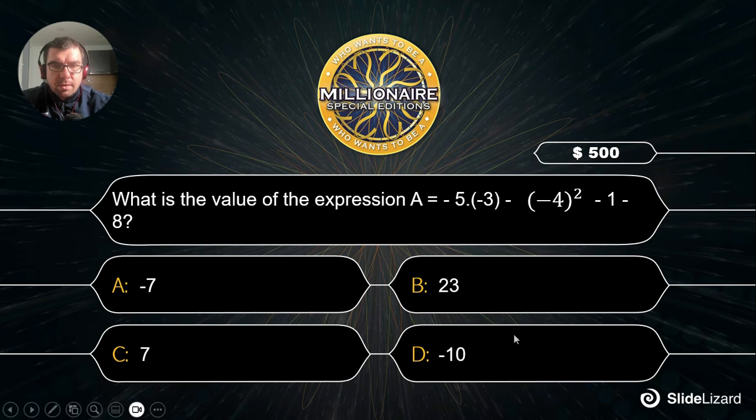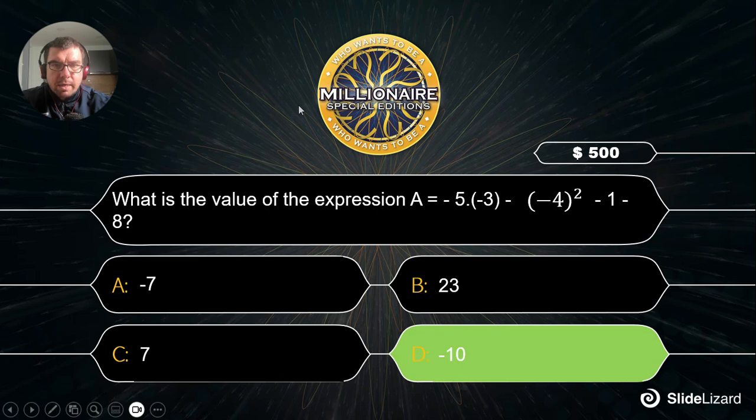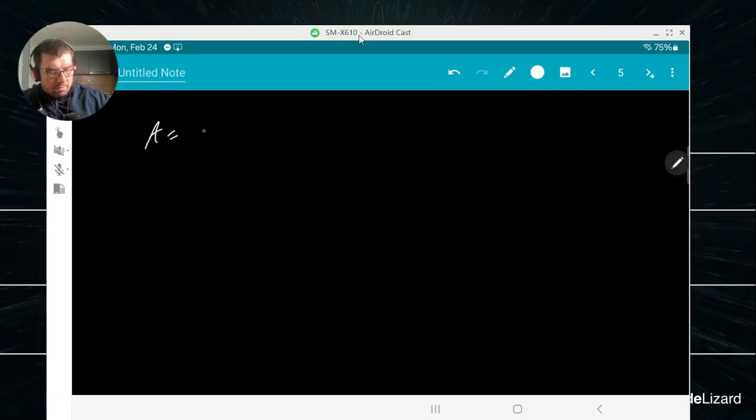Did you find D, minus 10? Minus 10 is correct. Let's solve it together. A equals minus 5 times minus 3 minus minus 4 to the power of 2 minus 1 minus 8.